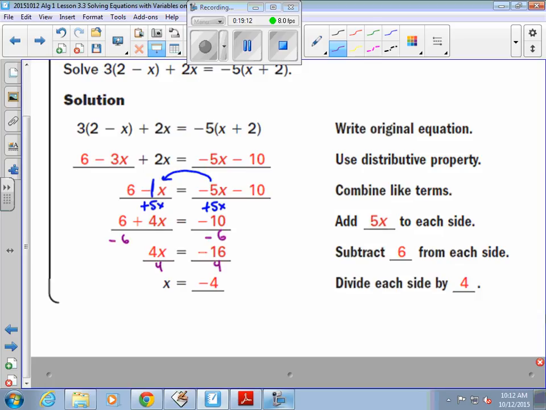Make sure off to the right you are filling in those blanks. Add 5x to each side, subtract 6 from each side, divide each side by 4. Because after you do a problem, in fact, after you do each step of a problem, you should be able to say exactly what you did in words. That way when you get to word problems, they're very, very easy because you can translate back and forth numbers to words and words to numbers.